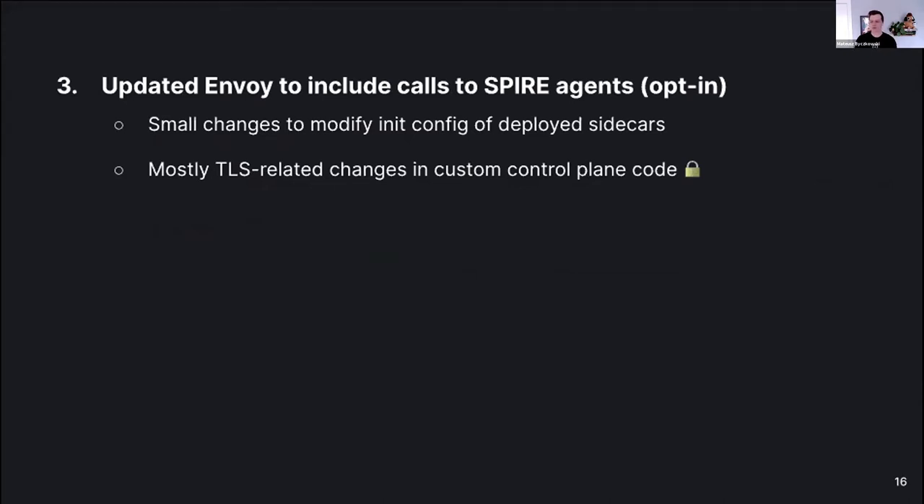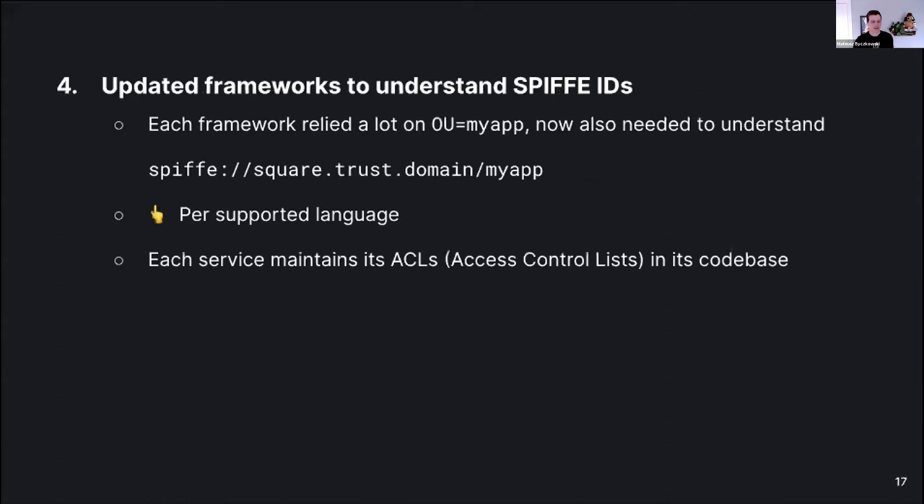Then we wanted to make sure that SPIRE could be hooked into Envoy, or Envoy could call out to the SPIRE agent. Since we have a custom control plane, we had to make some modifications to the config, and maybe a change to the initial config that comes with the sidecar, but nothing too drastic, especially since the SDS API was implemented by the SPIRE agent. So once we had that, we were getting close, and there's another catch.